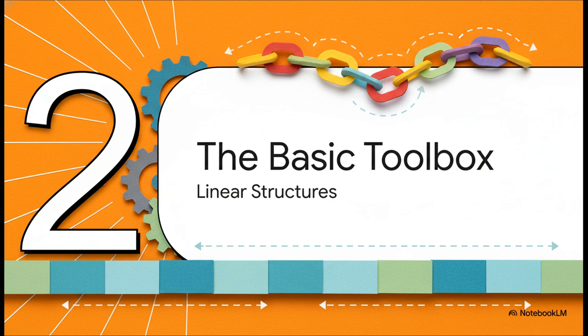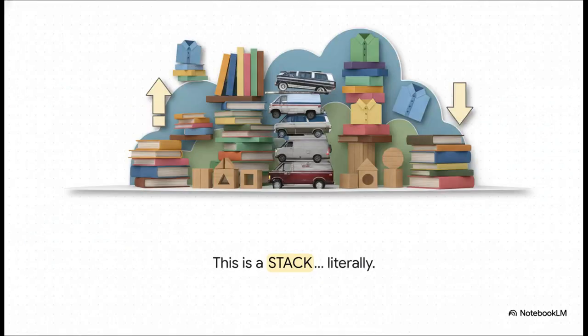Okay, let's get into it. We're going to open up the programmer's basic toolbox and look at the simplest types first: linear structures. And the name says it all, really. These are just ways of organizing data where everything is lined up one after another in a sequence. First up, we have something called a stack. And just look at this picture. It's literally a stack of vans, and that is the perfect way to understand how this thing works.